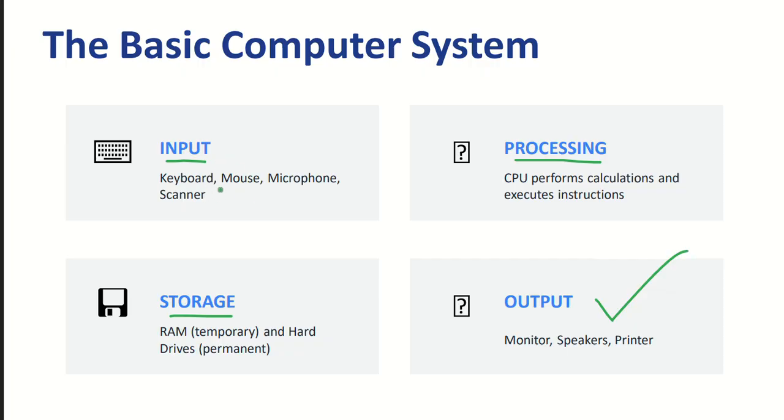For the input, there are several examples such as keyboard, mouse, microphone, and scanners. These are called the input devices which a computer uses to input data into a computer. Second thing is a CPU. The CPU performs several kinds of processing and it executes the instructions. The third component is storage. Storage includes RAM, which is temporary, and hard drives, which can be permanent. The fourth thing is output. Output, that thing which you see on screen, it is the output. It includes the monitor.